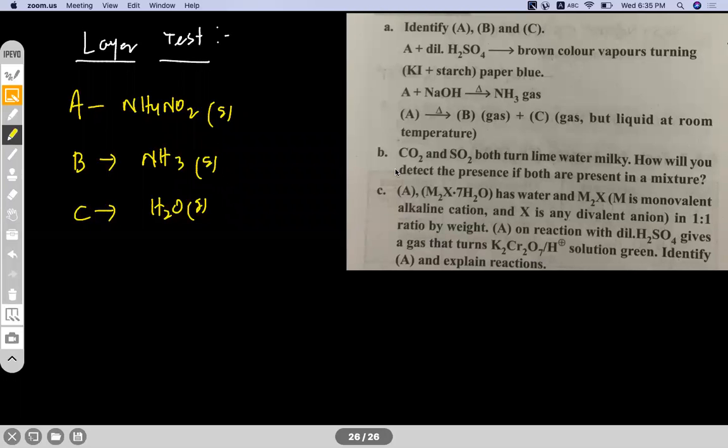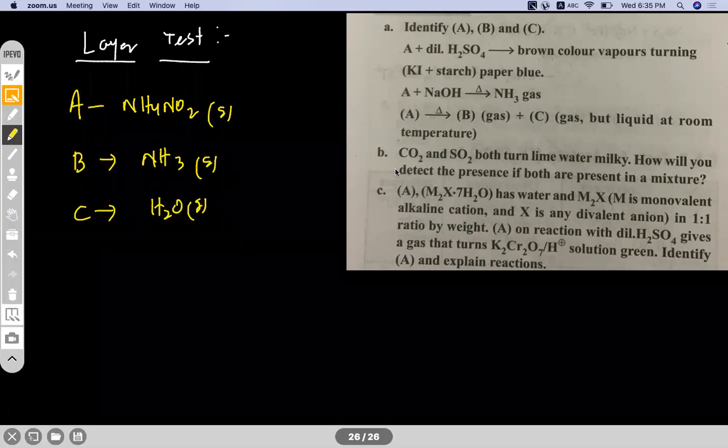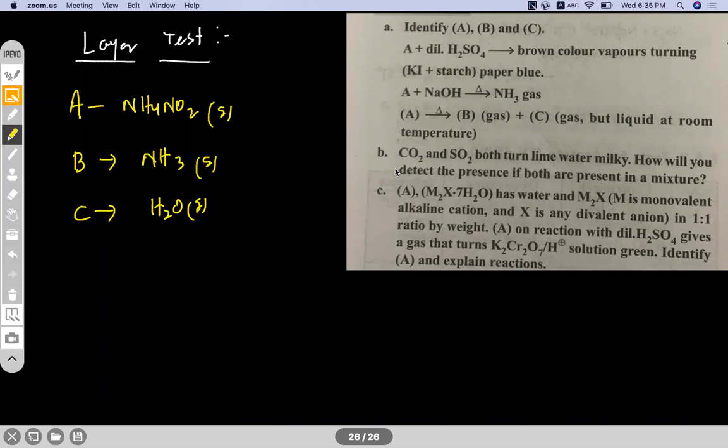You just need to understand the chain, how the reaction is going on. Any one particular reaction, if you understand properly, then you can think of the product or reactant.